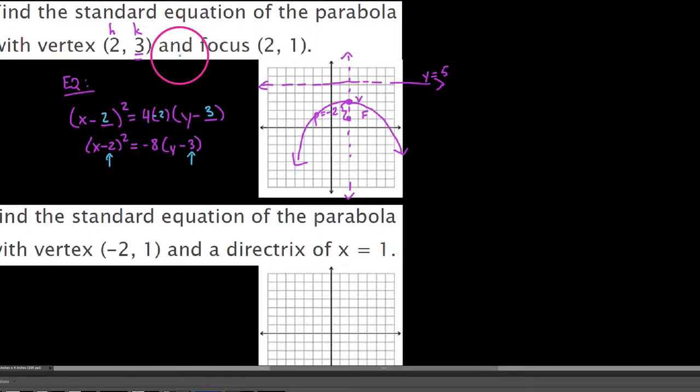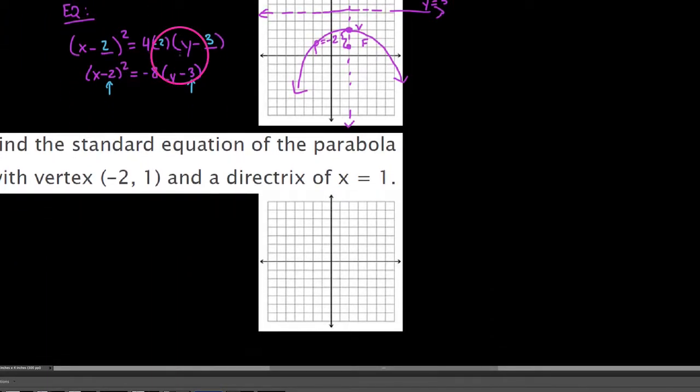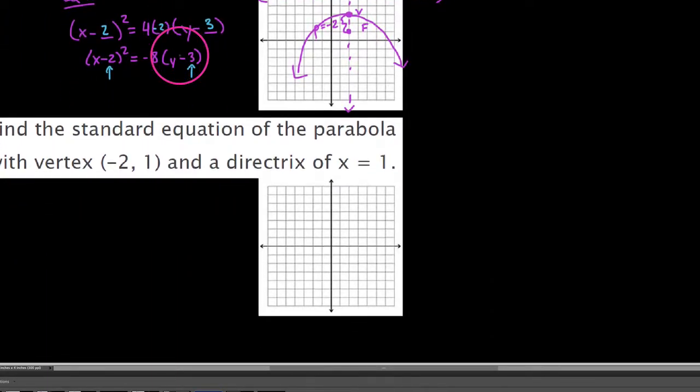So for this last one that we're taking a look at here, it says find the standard equation of the parabola with a vertex at (-2, 1) and a directrix of x equals 1. So again, let's go ahead and write in what we know here, or at least draw in what we know. We know already h and k, by the way. But if we go left 2 and up 1, we would say here is our vertex. Let's label this. We would say vertex, and the directrix is at x equals 1.